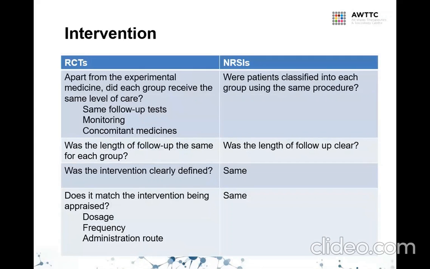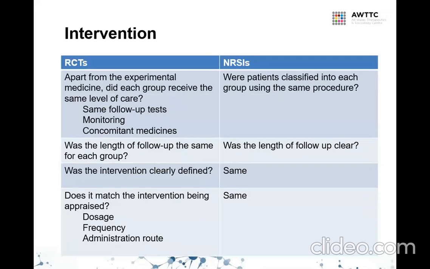For the interventions, the considerations are actually quite similar for randomised and non-randomised studies. We want to make sure that interventions and methods are clearly defined. So based on the information provided, would we be able to replicate the study? And can we replicate what the intervention was and compare it to the intervention we're interested in?